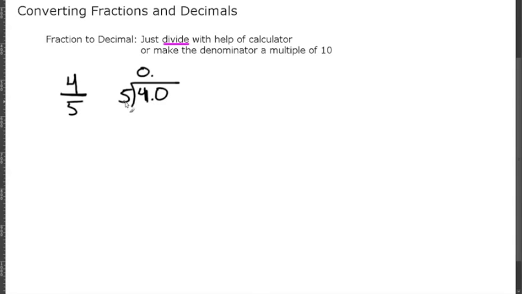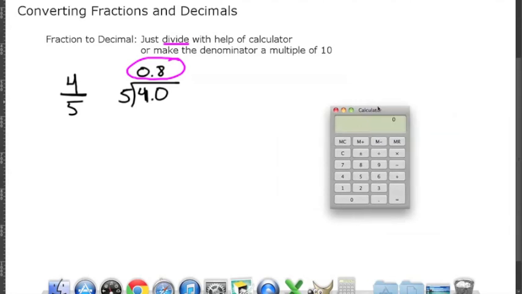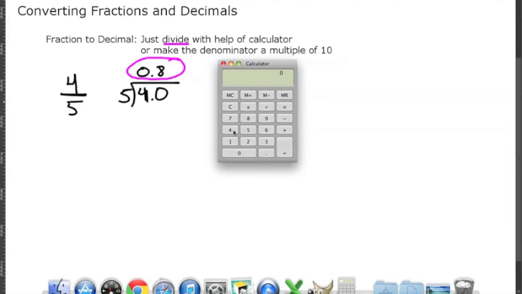Adding the 0, how many times does 5 go into 40? 5 goes into 40 8 times. So 4/5 converted to a decimal is going to be 0.8. Let's double check that on our calculator. 4 divided by 5 equals 0.8.